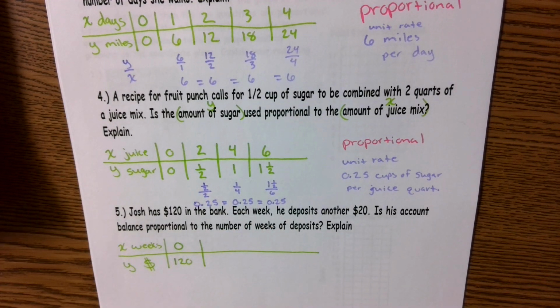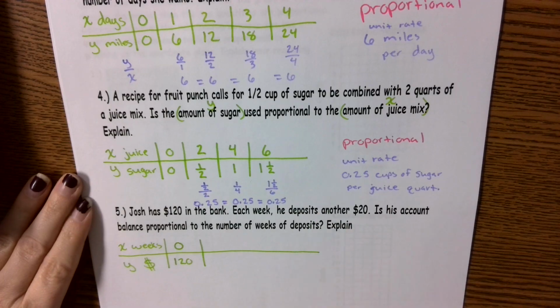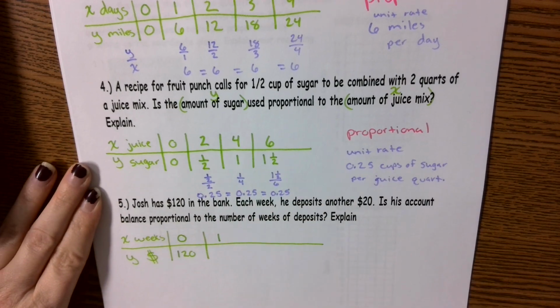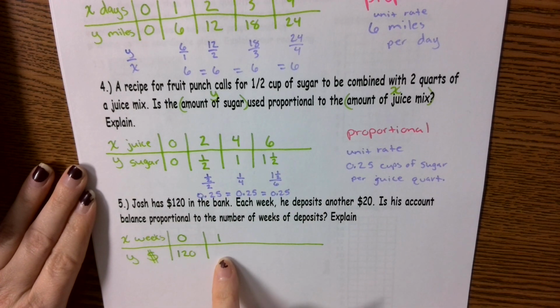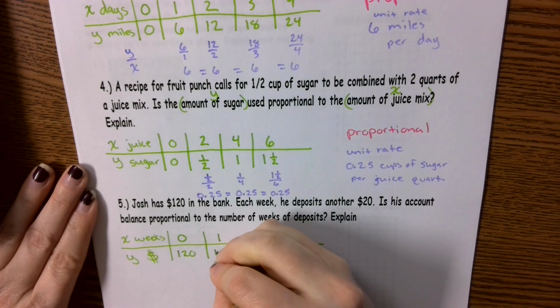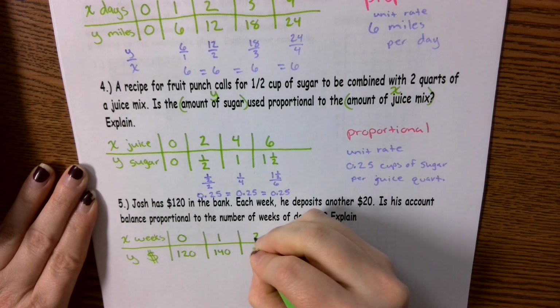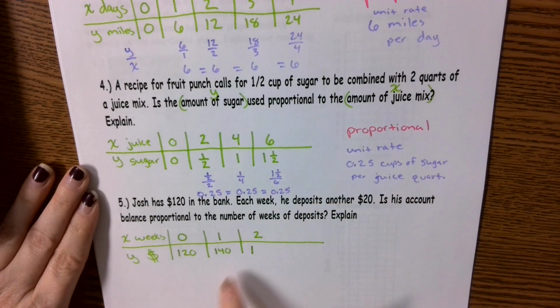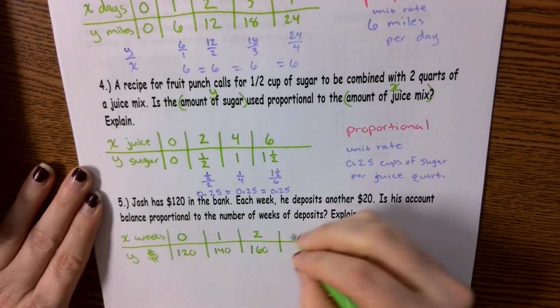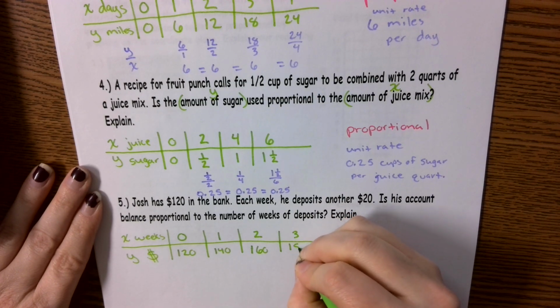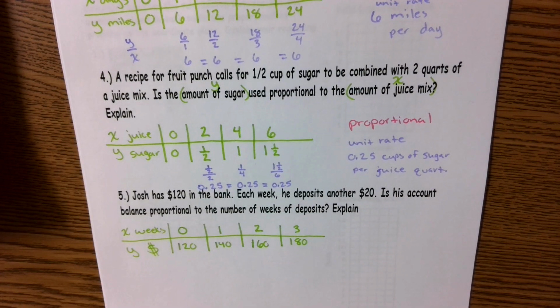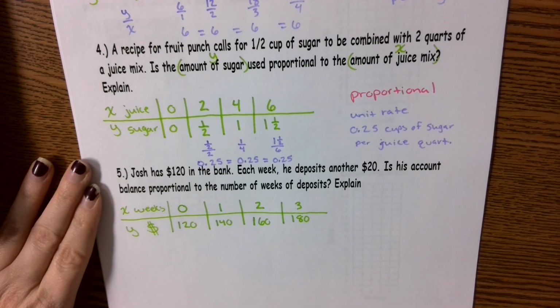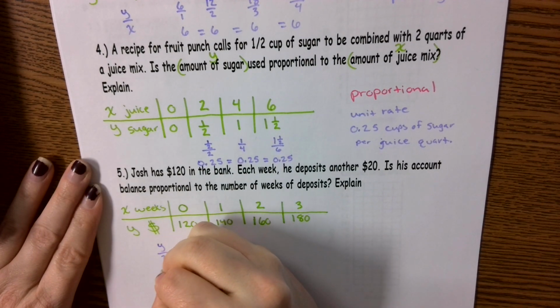Now, starting now, every week he's going to deposit $20. So when the first week is over, he's going to put $20 into the account. So how much is he going to have now? 140. After the second week, now how much is he going to have? Not 108, 160. Right? Add another $20. After 3 weeks, it'll be 180. And if you did 4 weeks, $200, you could go on and on. But we're going to stop right there and do our rates.